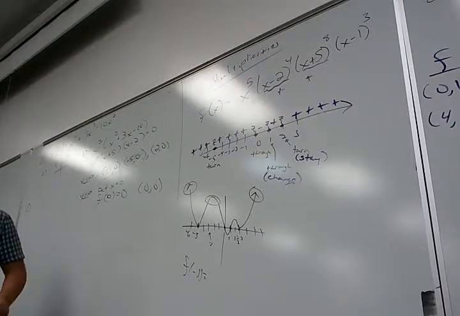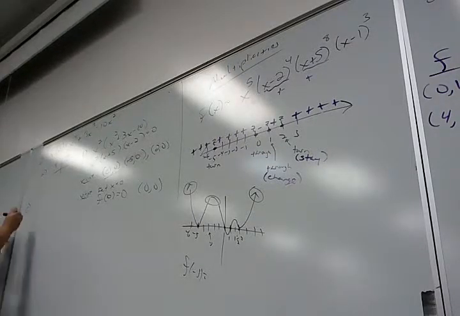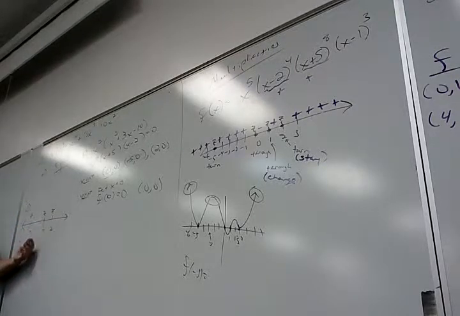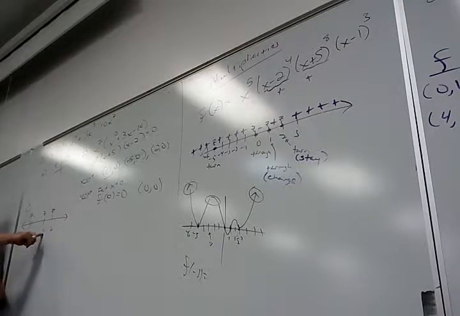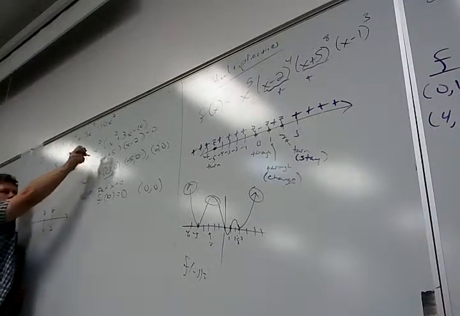Let's see. Oh yeah. So now we got negative 5, 0, 2. There's only one that has a multiplicity of 2. The other one is multiplicity of 1. The 0 comes from a multiplicity of 2, so it's going to have to stay the same on both sides. It's going to act like a parabola at 0, where the x squared is.